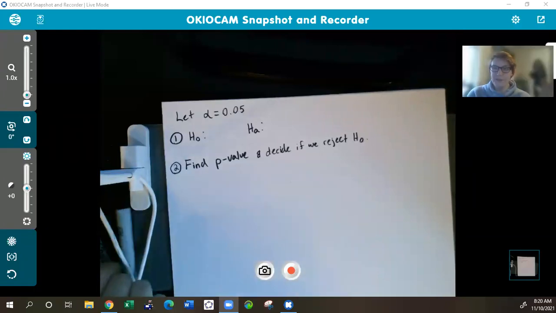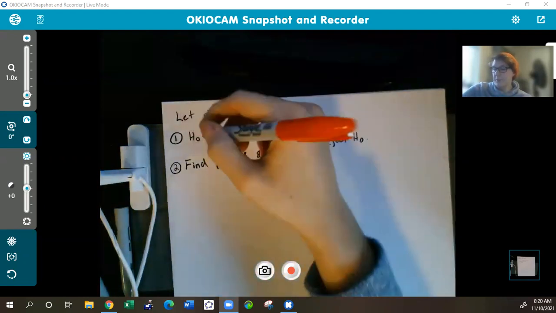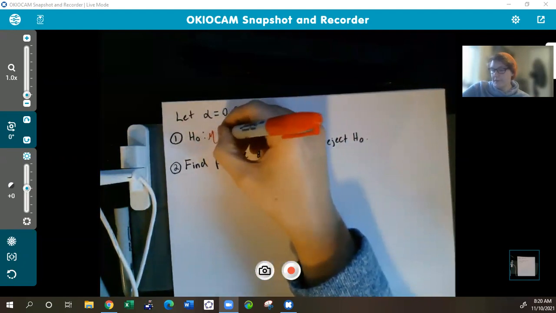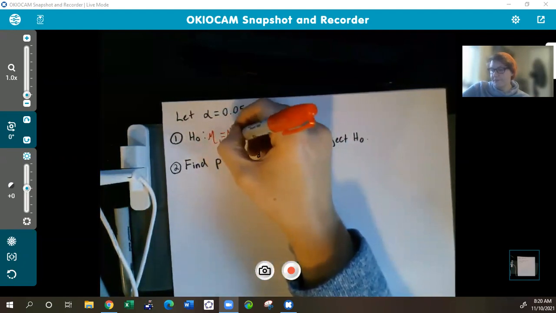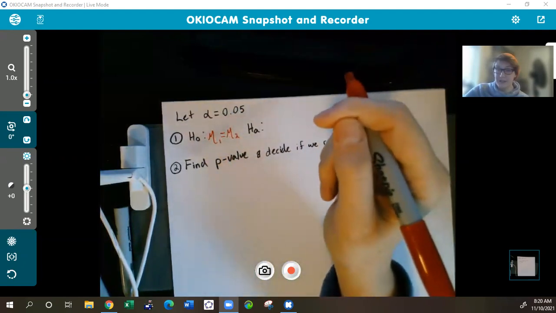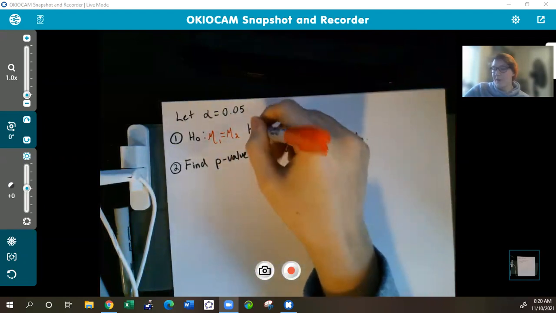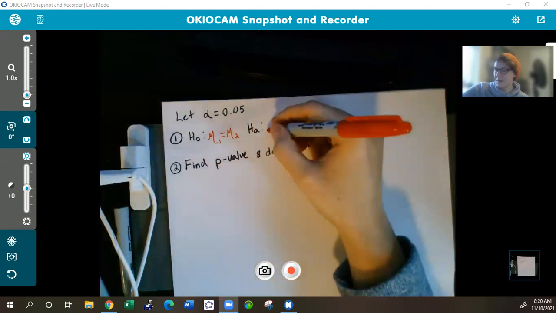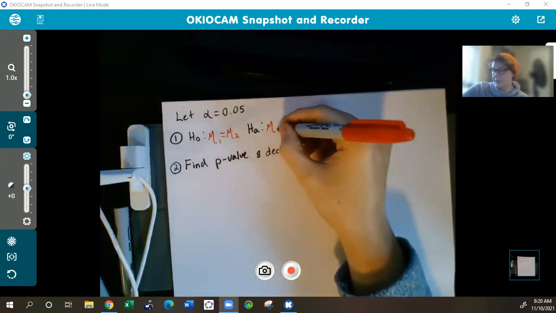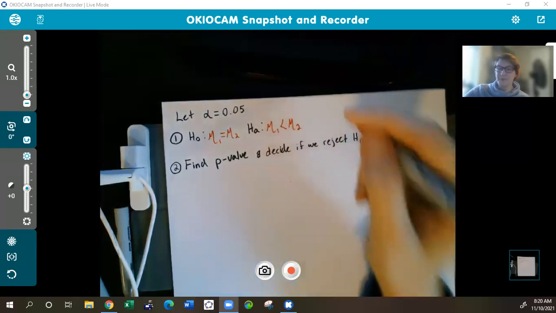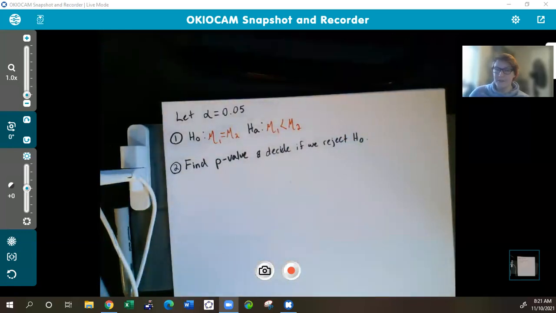So for the null hypothesis, we're always going to assume that these two populations are the same. So we assume that first year students have the same average study time as second year students. Our alternative hypothesis is that we think second year students study more than first year students, so we should have that as our alternative hypothesis.